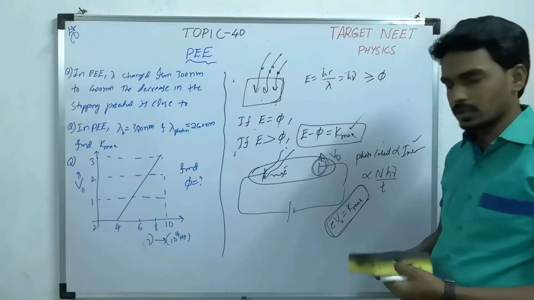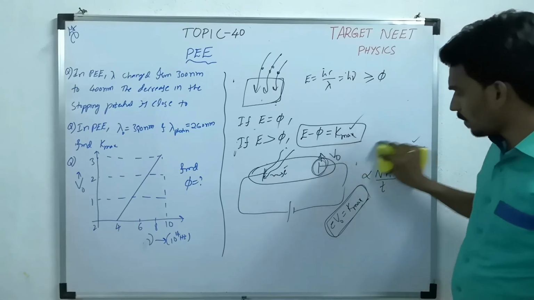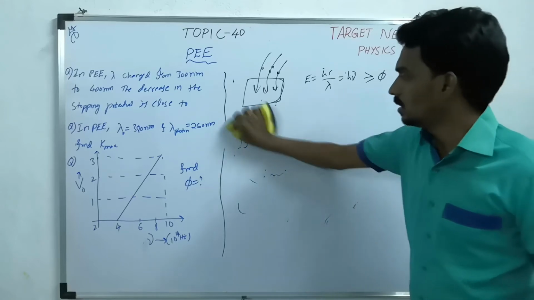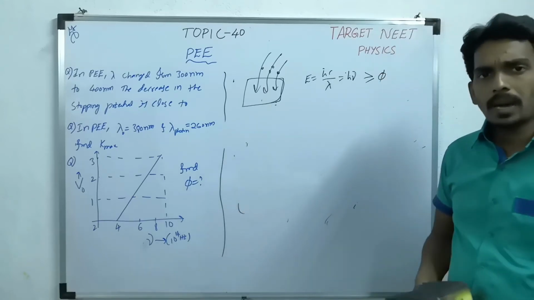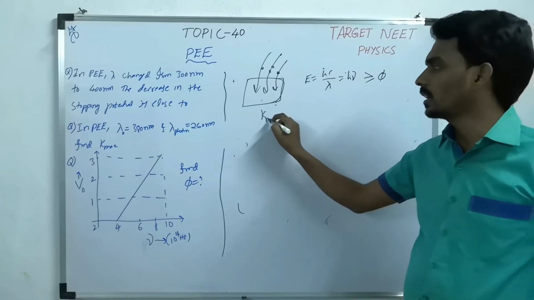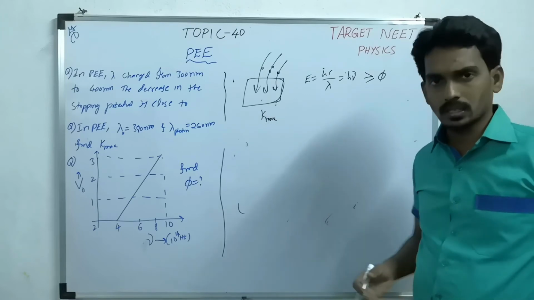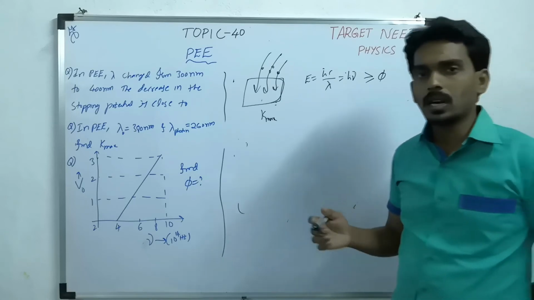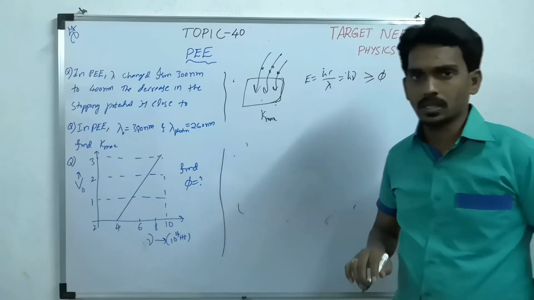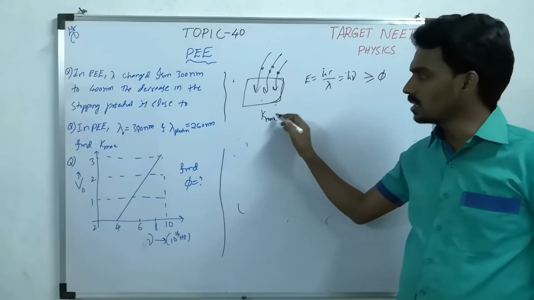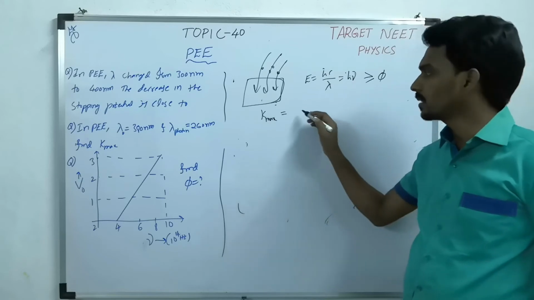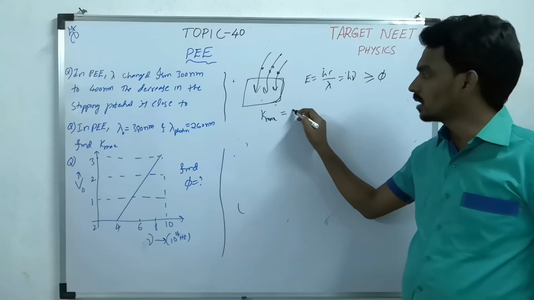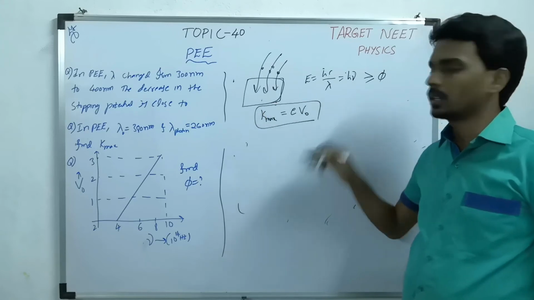So once again I am telling you here why K maximum is equal to eV naught, because K maximum is the maximum kinetic energy acquired by the photoelectron, and V naught is the stopping potential which can stop the electron coming with maximum energy. That means there is a change in kinetic energy of K maximum for a work done of negative potential. How much? Charge times potential, so eV naught.